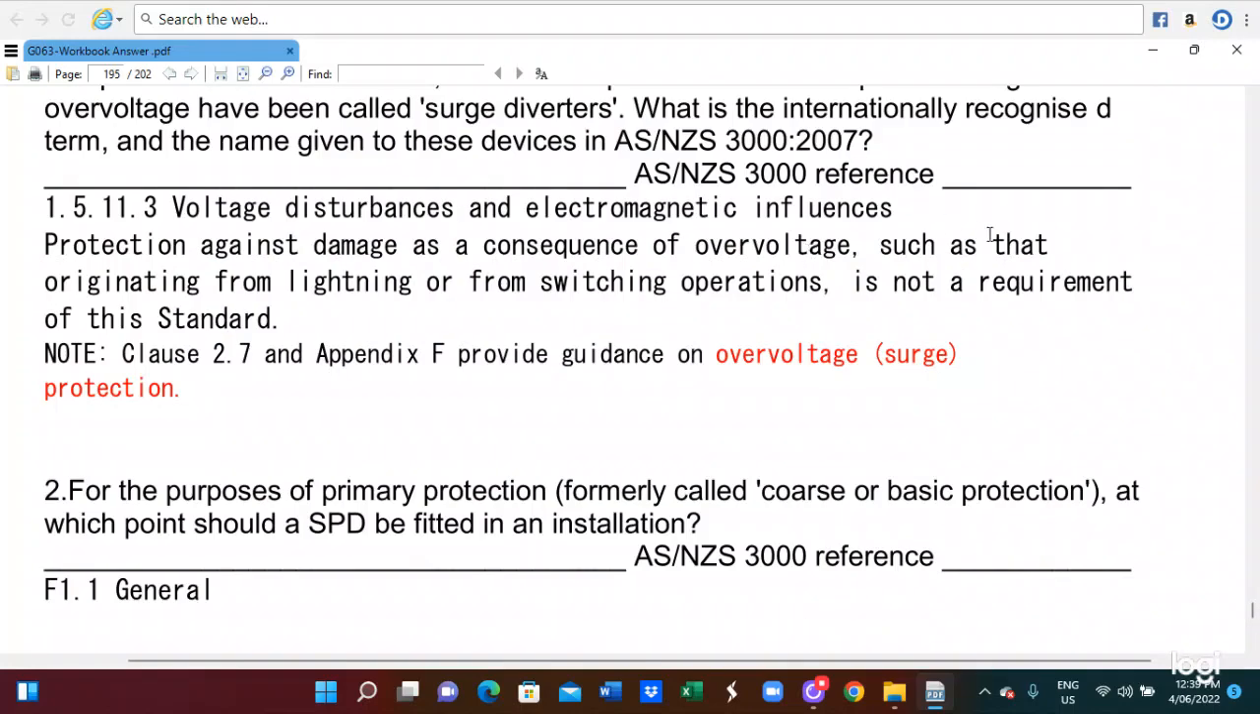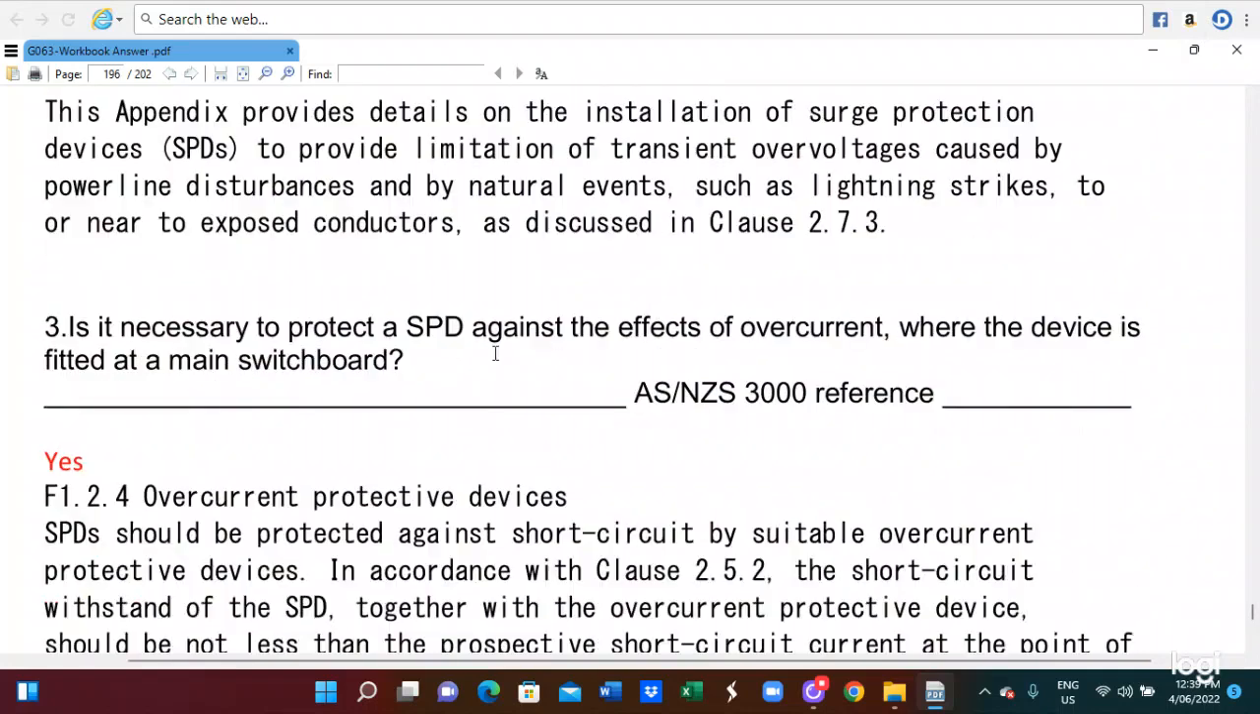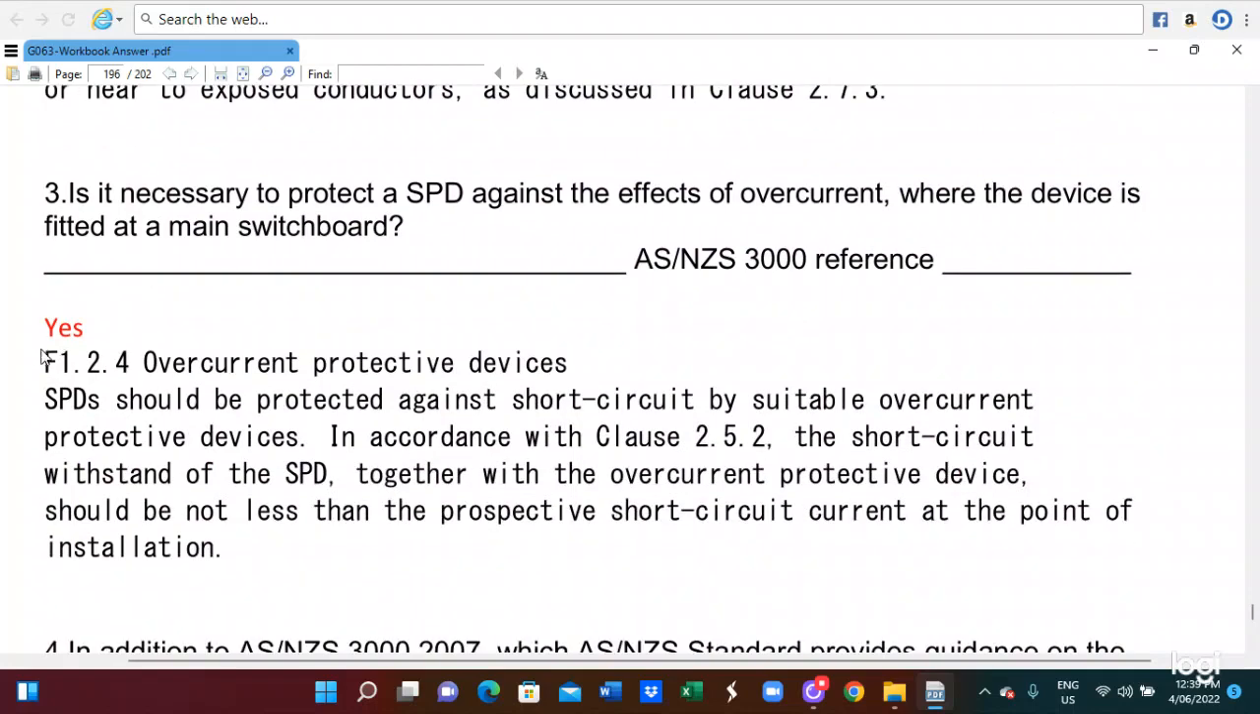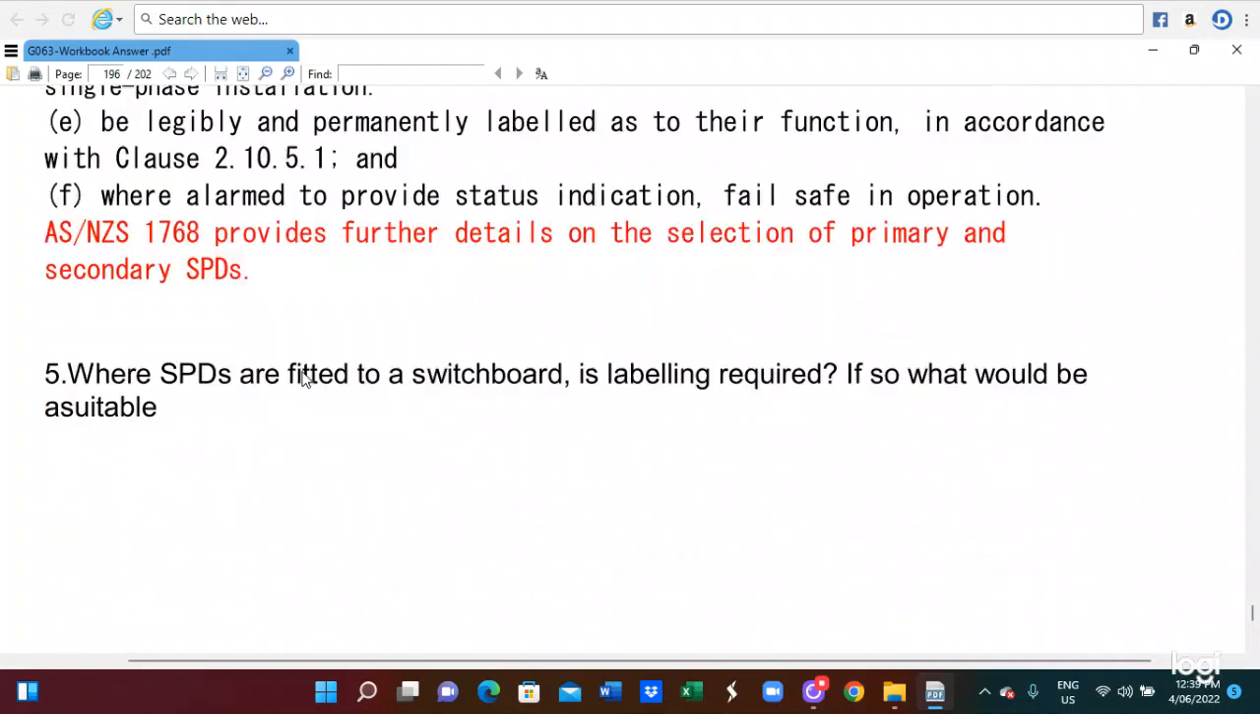But this one is body disturbance and the electromagnetic influence. You can also see 1/5/11.3, body disturbance, electromagnetic influence. Also 1/2/4 is overcurrent protection devices, and 1/2/2 is an installation method.